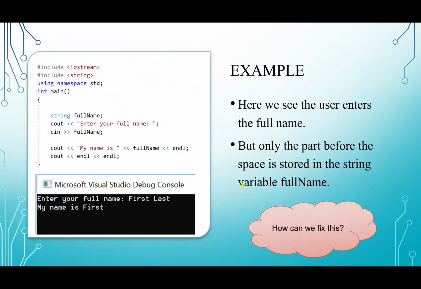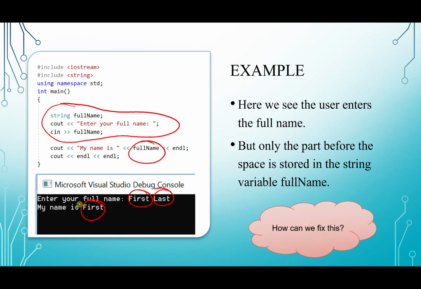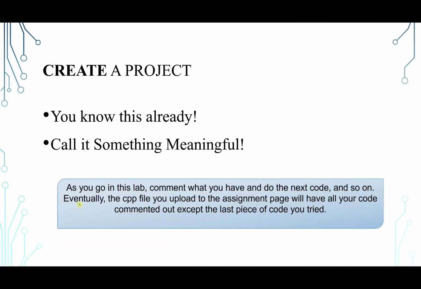So if we are asking the user to enter the full name like this, string full name, then cout enter full name, the user tries to enter the full name. So the user enters first, then last. When you print what's stored in the full name, you see only first, and you don't see the last name. Now, how can we fix that? To fix that, we are going to use Getline.